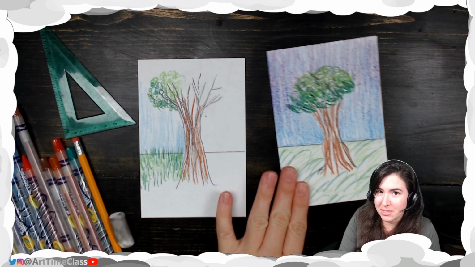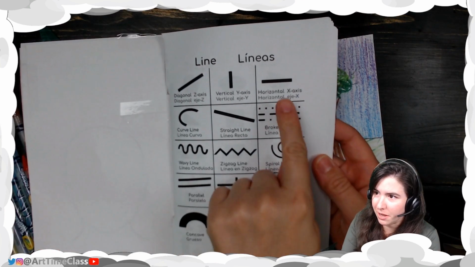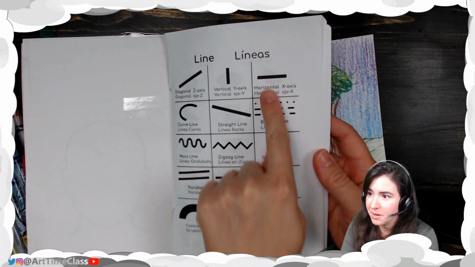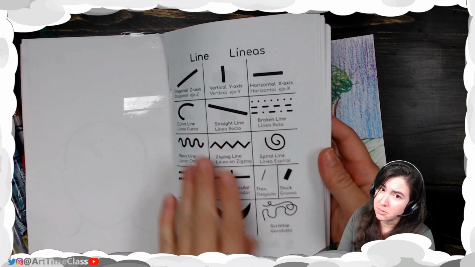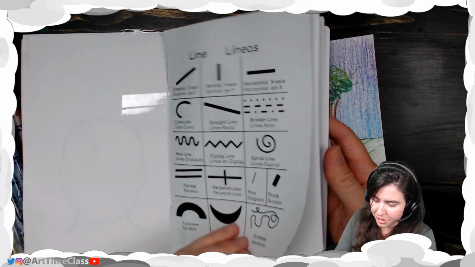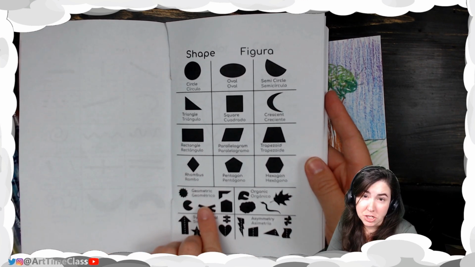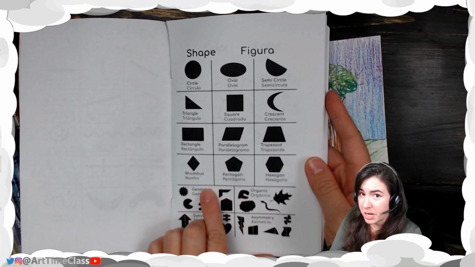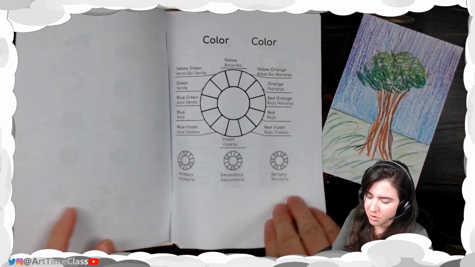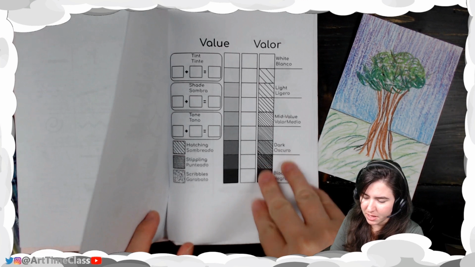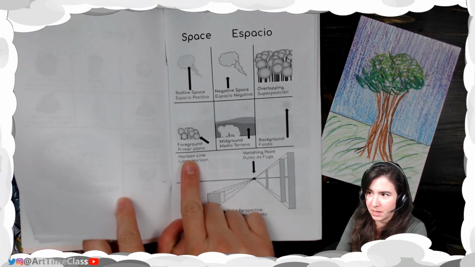If you have a sketchbook, 2nd through 5th graders, you're going to notice that we're going to be using a horizontal line, probably some scribble lines. If you want to use these other types of lines, you can, depending on your tree. You might be thinking about doing organic shapes or geometric shapes, depending on the type of tree you want to do. And then if you go over to space, we're going to be looking at the horizon line.